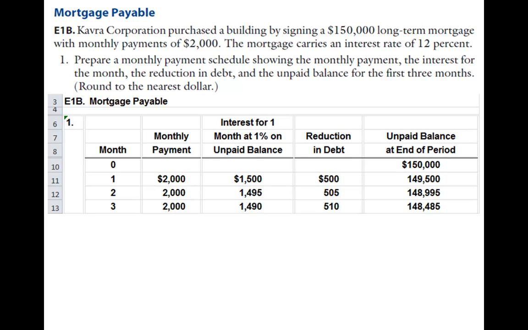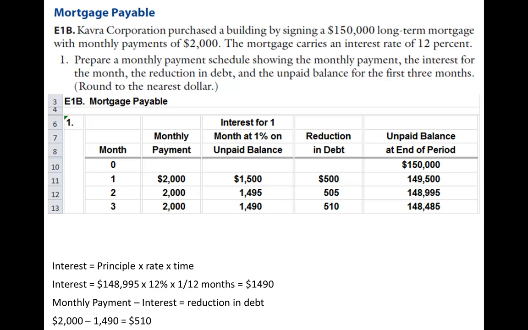$148,995. So for month 3, we're going to take the $148,995 times 12% times 1 over 12. So we now have an interest of $1,490. $2,000 minus the $1,490 gives us a reduction in debt of $510.